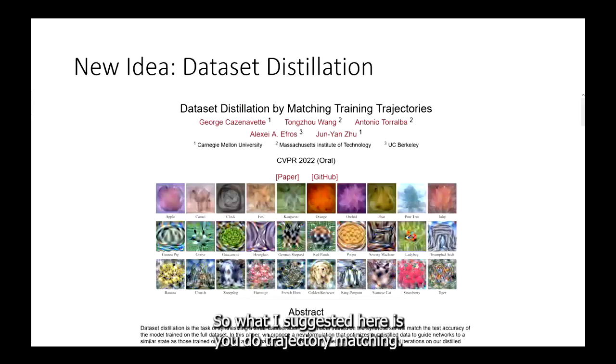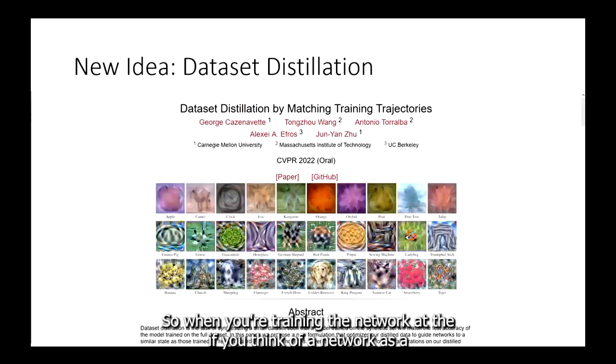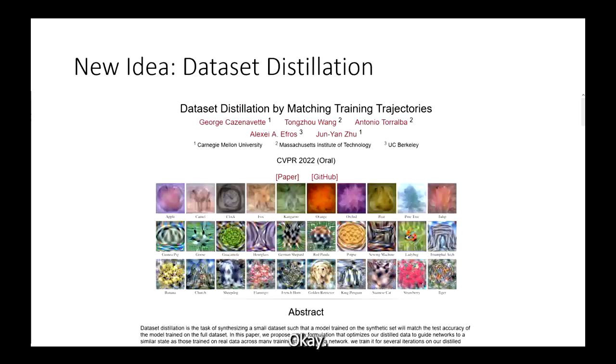So what they suggested here is you do trajectory matching. So when you're training the network, if you think of a network as a set of, say, 1,000 parameters, a network can be represented by a point in a 1,000-dimensional, multi-dimensional space. Okay? And so that point, as you're training it, moves on a trajectory until it eventually gets to a point where we say it's trained. So we could have that same network, and what we can do is we know the trajectory points from training, and for each trajectory point, we figure out what database would get us there. Not the original database.